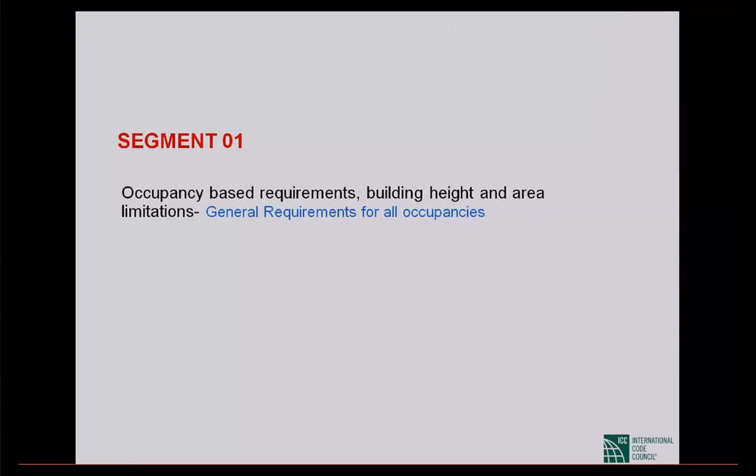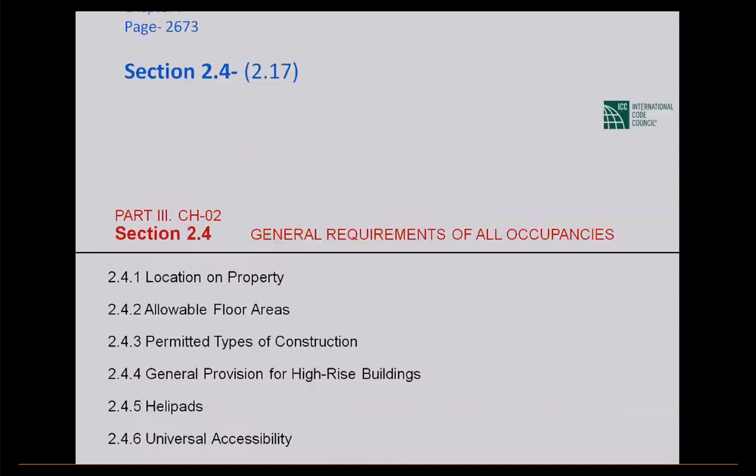And so let us start with segment 1. Occupancy-based requirements, building height and area limitation. What are the general requirements for all the occupancies? To know the general requirements, we will go to section 2.4 of part 3, chapter 2. If you have the BNBC available with you, it will be on page 2673. So you can have a parallel reference from there if you wish.